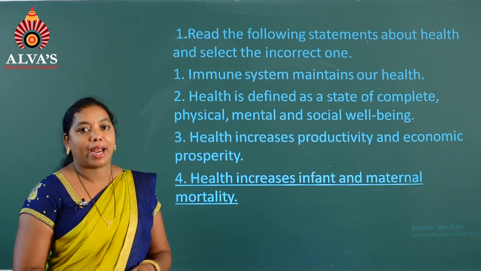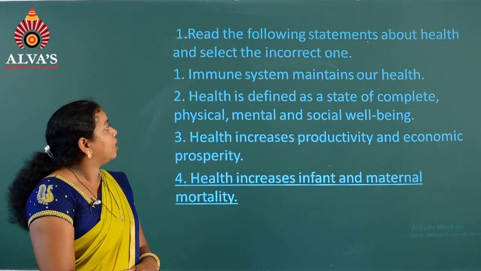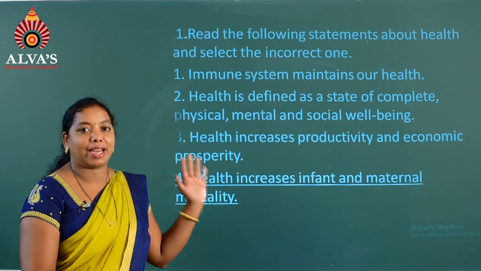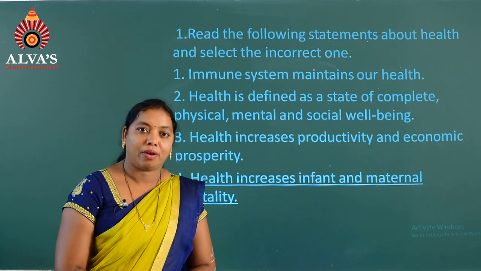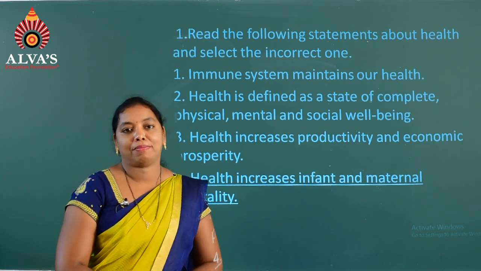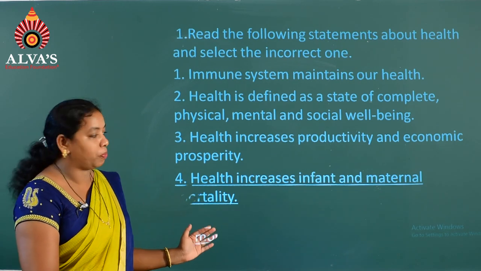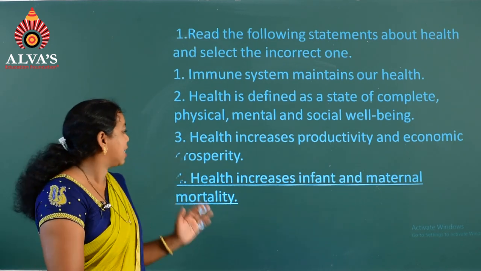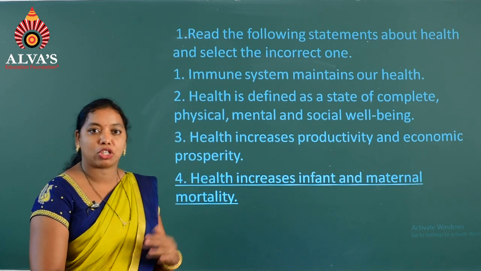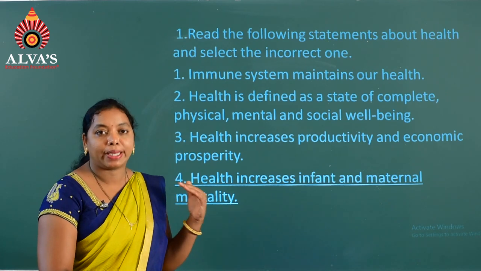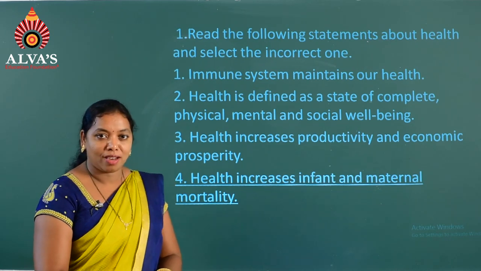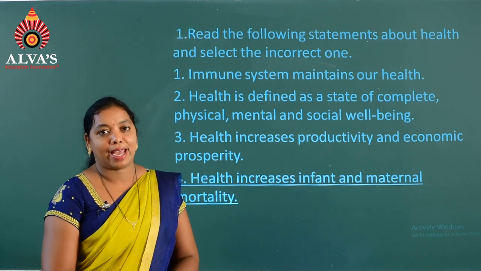Here we have to identify the incorrect statement, and that is what we have to stress while identifying the answer. The first, second and third options are correct statements related to health, whereas the fourth option, that health increases infant and maternal mortality, is actually wrong, because health will not increase it, it will decrease it. As a result, for question number 1, option 4 is the right answer.